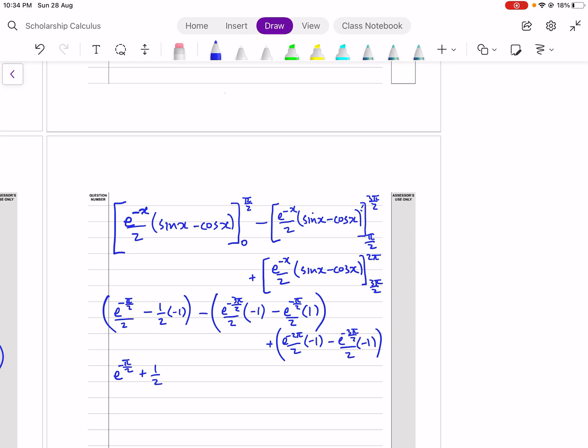And then we've got two terms that have got e to the minus 3 pi over 2 in them. One of them is a minus and the other's, no, they're both pluses. So we've got plus e to the minus 3 pi over 2. And then that last term's e to the minus 2 pi. The minus is minus a half e to the minus 2 pi. And I believe that that is the area.